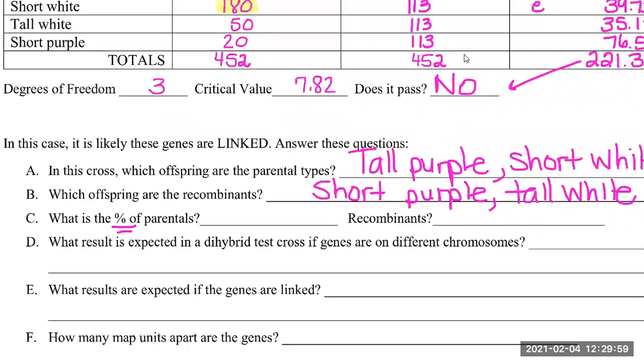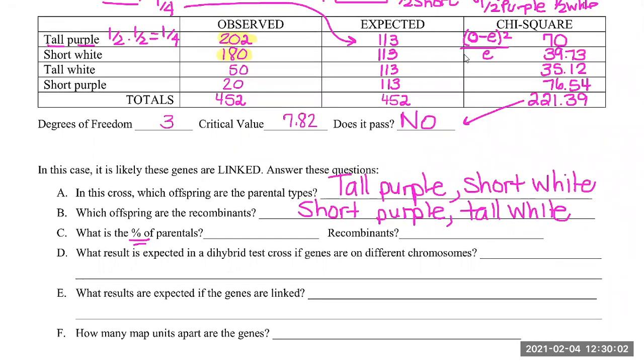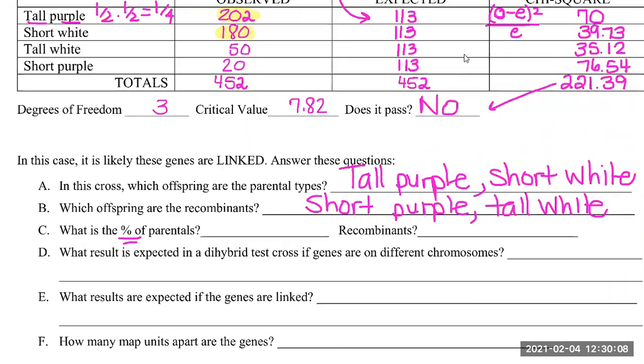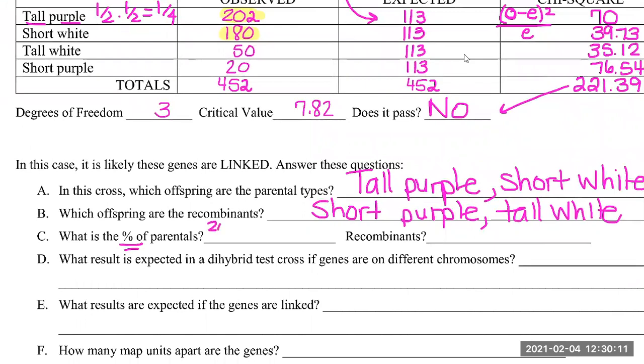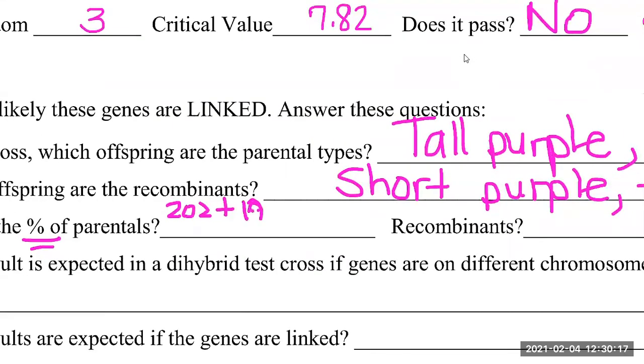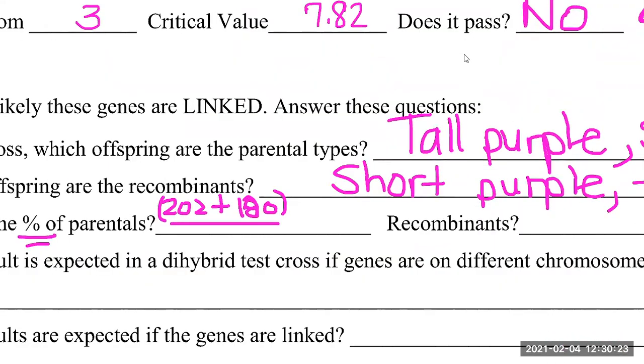Once you know which ones are your parentals, you're going to add up your parentals over the total offspring times 100. So in this case, our parentals were 202 and 180 over my total offspring, which was 452, and then times 100. That's going to give me my percentage of parental. If I work that out, I get 84.5% parentals.